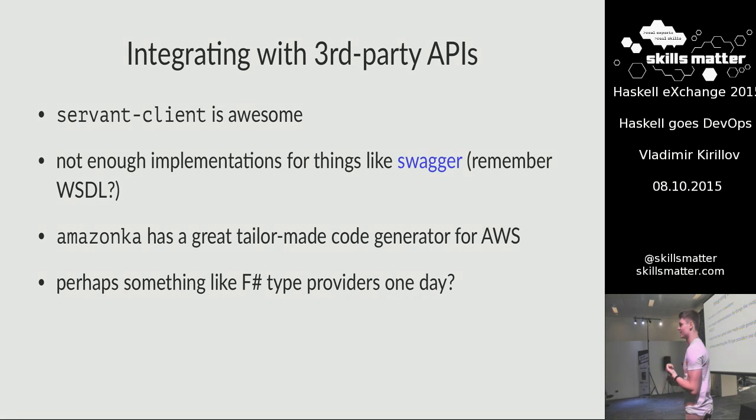And Amazonka is a really great library, and it's actually a tailor-made code generator that generates Haskell code from some JSON specs that Amazon provides. Right? And there's a cool feature in F# that I really like here that allows you to basically provide types from external sources. Code generation from strings is also cool, but this feels like a more natural feature.